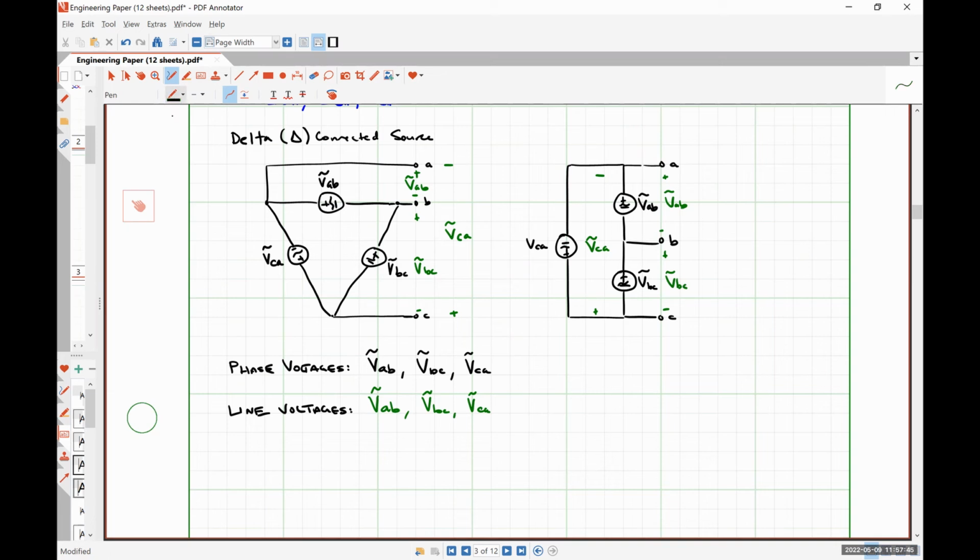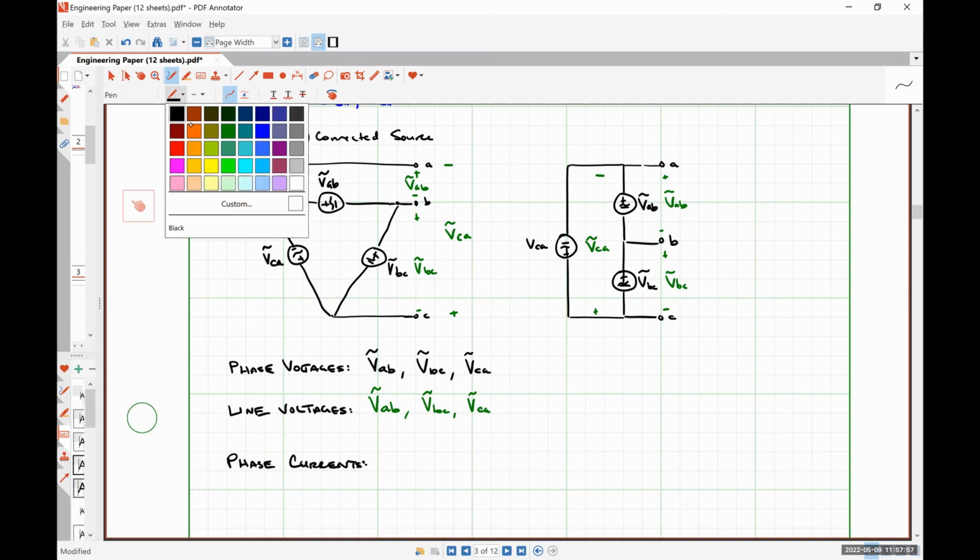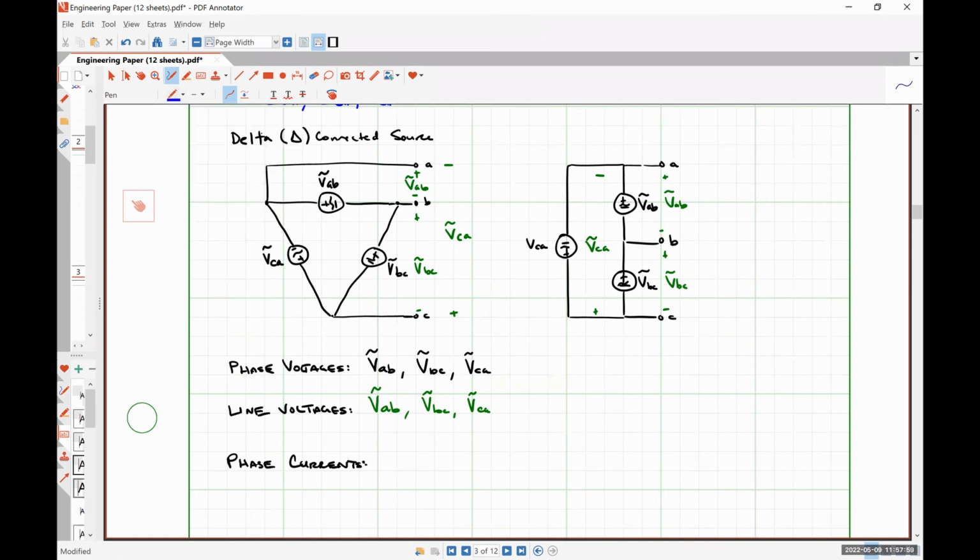All right, so our phase currents, I believe I did in blue. They're going to represent the currents flowing through our sources, positive polarity first. So this is IAB, IBC, ICA.